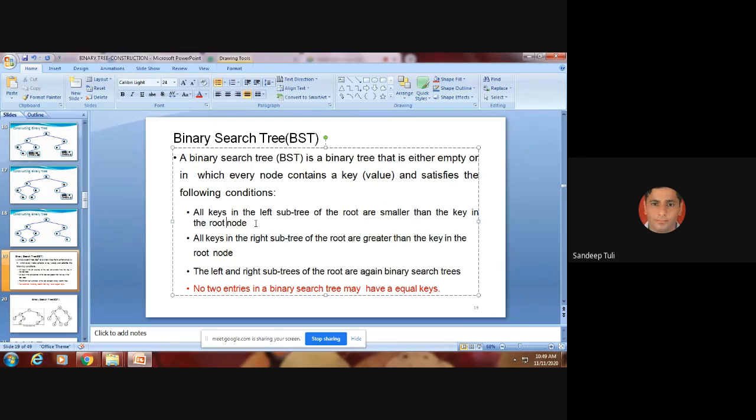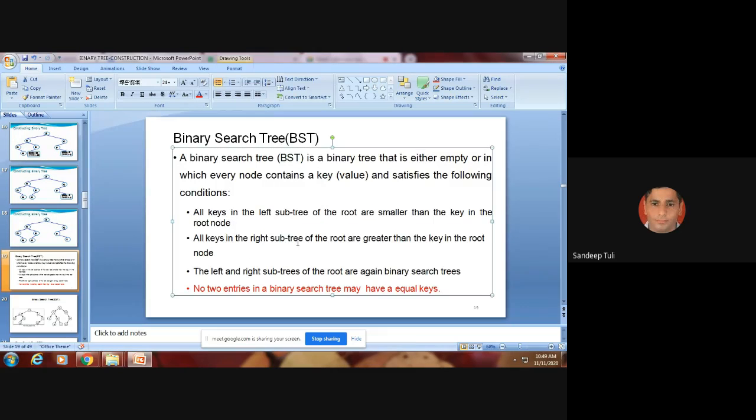लेफ्ट सबट्री में जो भी नोड्स होंगी वो हमेशा छोटी होंगी अपने रूट नोड से. It is true for every subtree. On the same hand, all the keys in the right subtree of the root are greater than the key in the root node. तो लेफ्ट सबट्री में छोटी नोड्स होंगी और राइट सबट्री में क्या होंगी? बड़ी नोड्स होंगी. Is it okay?